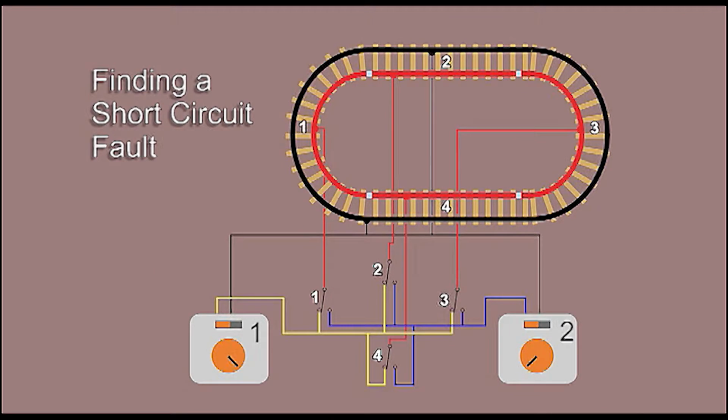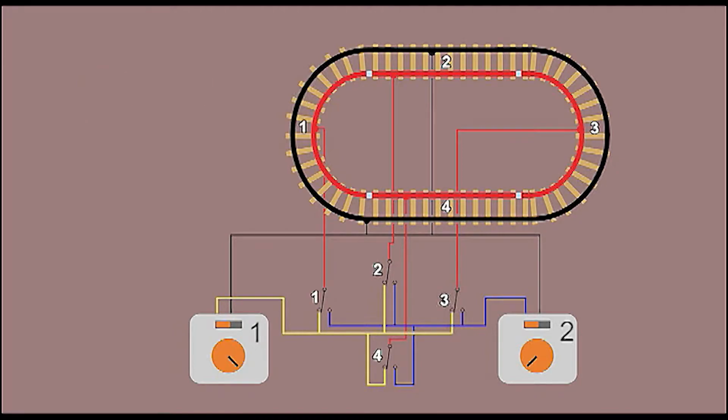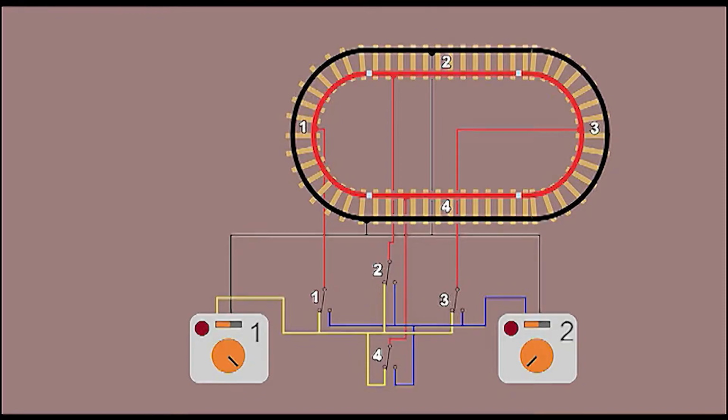Now finding a short circuit will need a different approach. What we have working with us though is that most controllers have some sort of a trip or a cutout. And we can use this trip as an indicator of where the short circuit is likely to be. Let's first of all show these trips as little red lights on each controller.